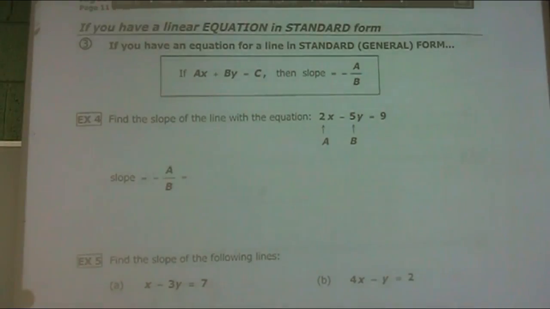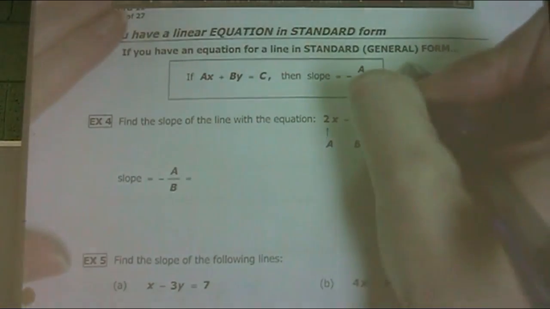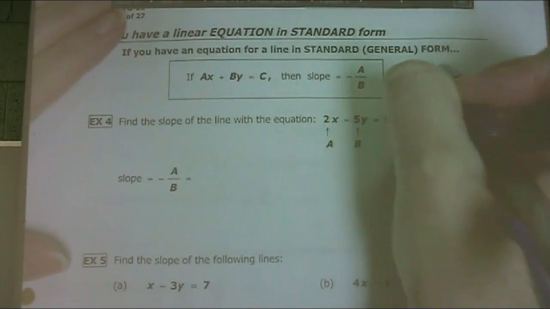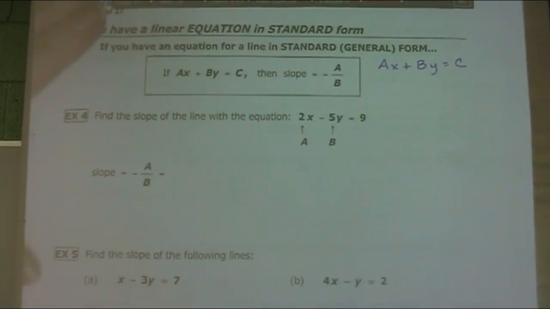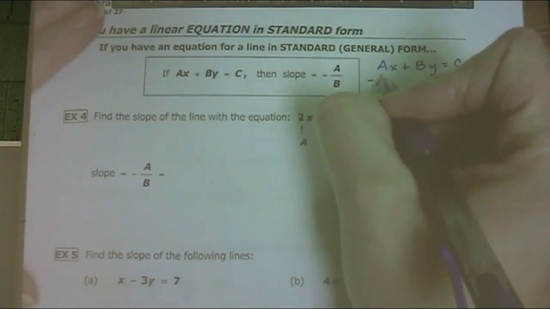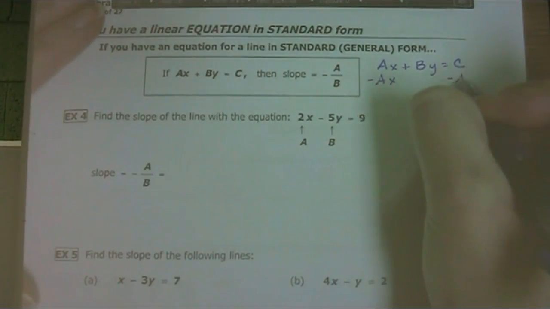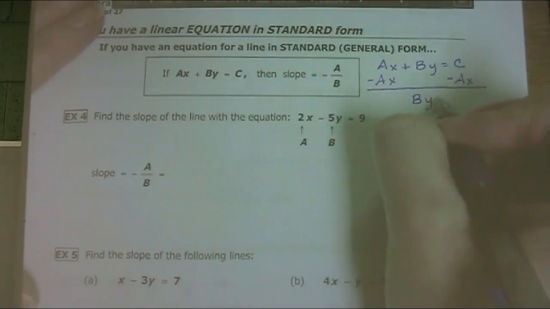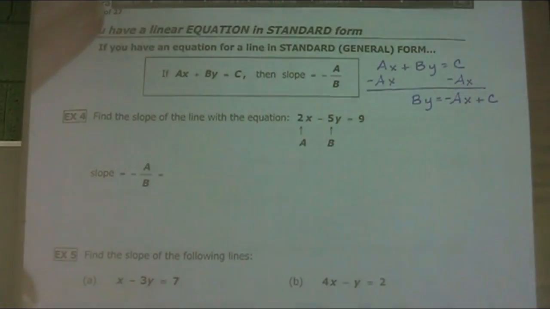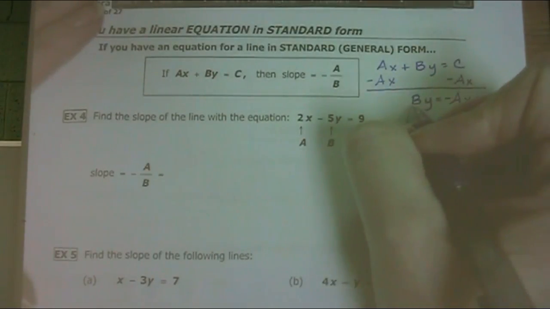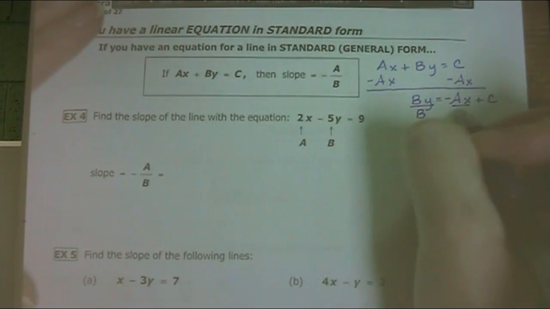What I'm going to do is let's take the equation ax plus by equals c, and let's write this in slope-intercept form. So we need to move our x's to the other side. So subtract ax on both sides. And I have by equals negative ax plus c. Now, in order to have this in slope-intercept form, I can't have a number in front of y, so I'm going to divide by that number in all three parts.